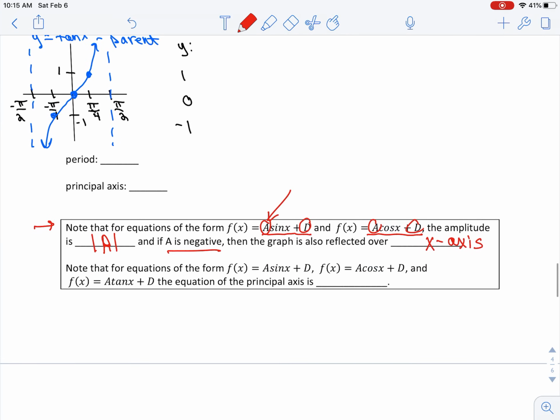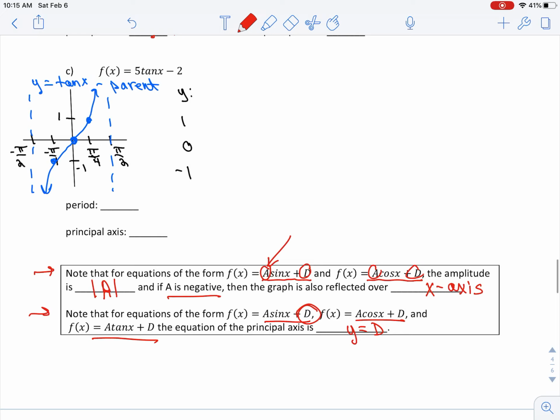And then for the last piece of this, it says, now note for the equations for any of these with the cosine, the sine, and then the tangent, as we'll see, the equation of the principal axis is going to just turn out to be y equals d. So that d tells us the principal axis. I'm going to stop here and do the tangent as a separate video.